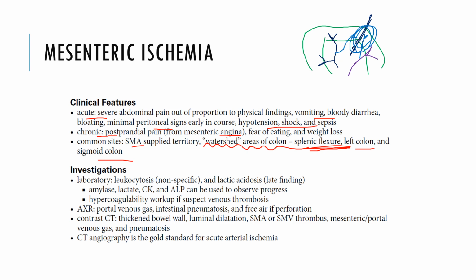Then lab investigations: a leukocytosis, which can be a non-specific sign. There can be lactic acidosis, which is a late finding due to shock. Amylase, lactate, CK, LDH can be used to observe the progress. Hypercoagulability workup if you suspect venous thrombosis. Usually it can be an embolic event due to a history of AF. Chest X-ray can show portal venous gas, intestinal pneumatosis, or free air if there is perforation. Contrast CT shows thickened bowel wall, luminal dilatation, SMA or SMV thrombosis, mesenteric or portal venous gas, and pneumatosis. CT angiography is the gold standard for acute arterial ischemia.